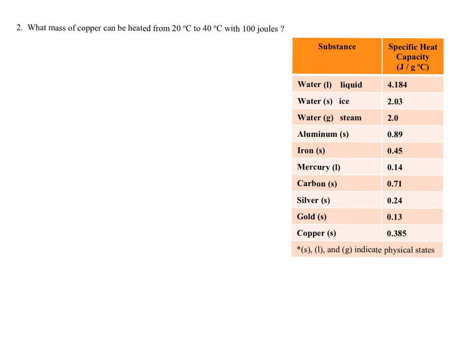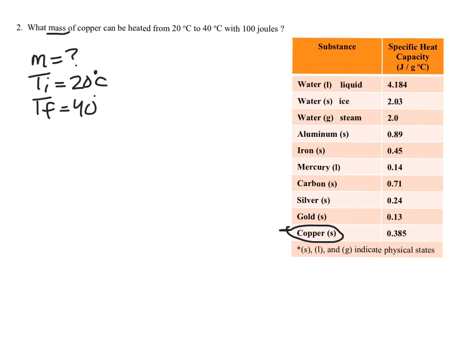All right, looking at number 2, it says, what mass of copper? So right away, I know I'm going to be looking for mass. And I know I'm going to be dealing with copper, so just off to the side, I'm going to remember that copper is on my chart if I need that. But I'm going to move on. It can be heated from 20 to 40 degrees Celsius. So if this thing had a starting temperature of 20 degrees Celsius, and now it has a final temperature of 40 degrees Celsius, we can write that down.